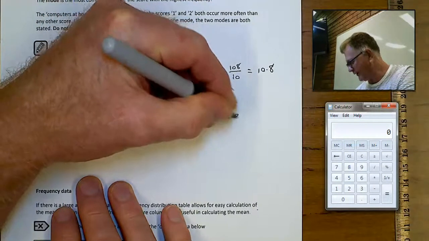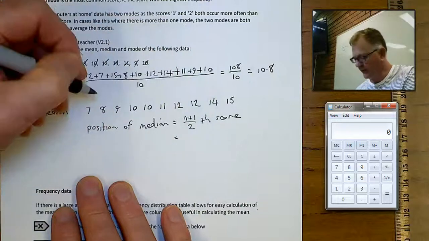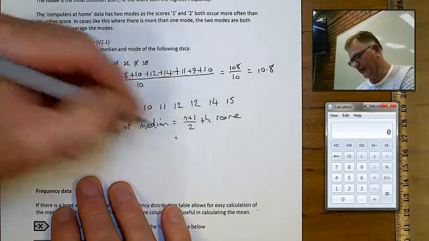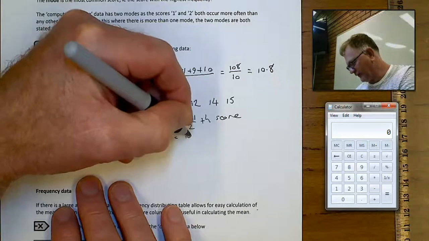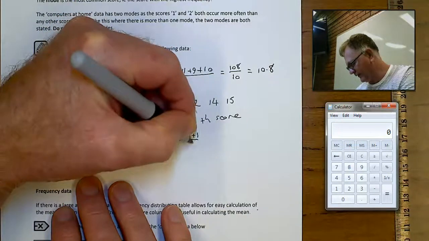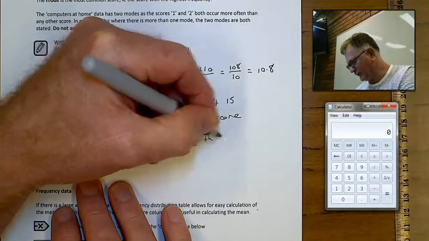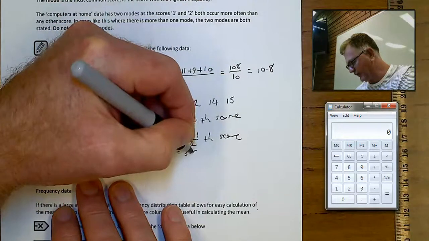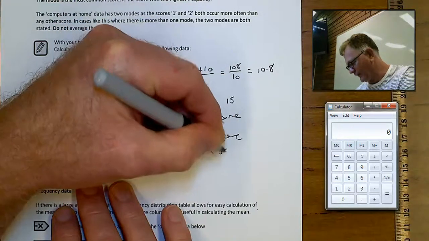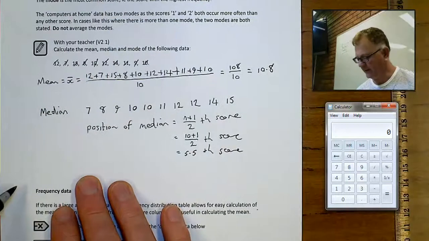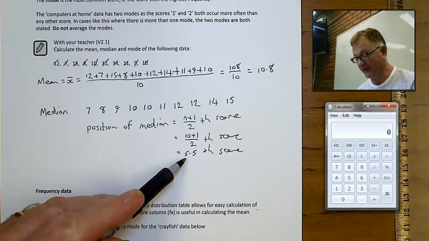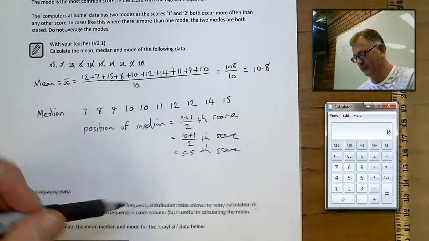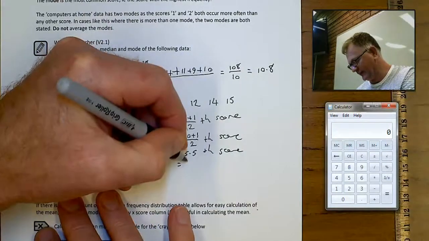It doesn't tell you what the median is, but it tells you where it is. It tells you its position. So we had 10 scores here, so it'll be the 10 plus 1, 11 divided by 2 score. If you work that out, it's the 5.5th score. Doesn't seem to make sense, but what it's saying is it's not the 5th score, it's not the 6th score, it's somewhere in between the 5th and 6th score.